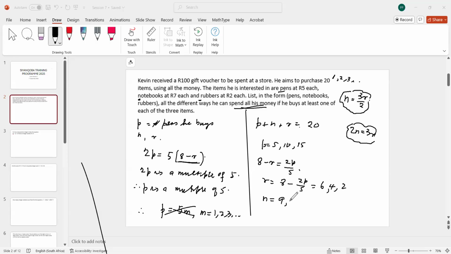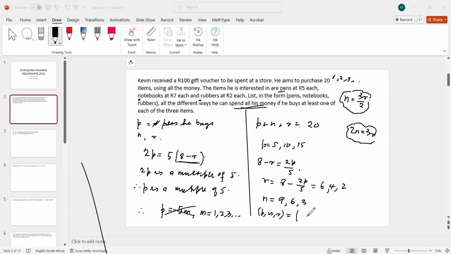10 plus 4 is 14. And the other one will have to be 6. And 15 plus 2 is 17. So n will have to be 3. So the question is, list in the form of P, N, and R all the different ways you can spend all his money. So you can put this in brackets, P, N, and R. Okay, pens, notebooks, and rubbers.